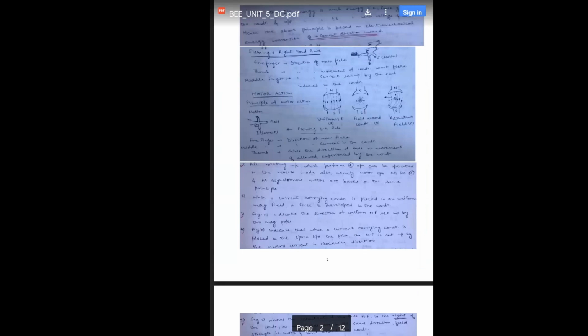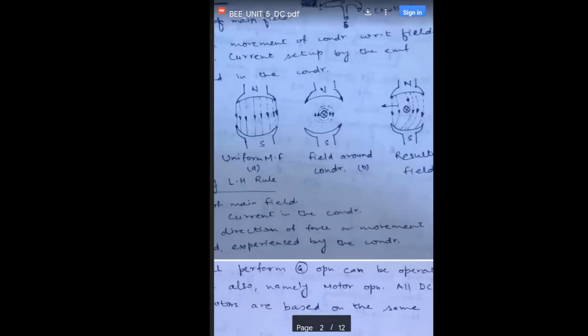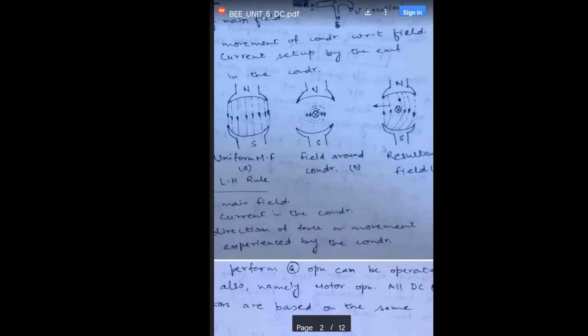Now we will understand the motor action, or how the motor behaves. Electricity supply is given and mechanical work is done. To understand the motor action more, we can use Fleming's left hand rule.